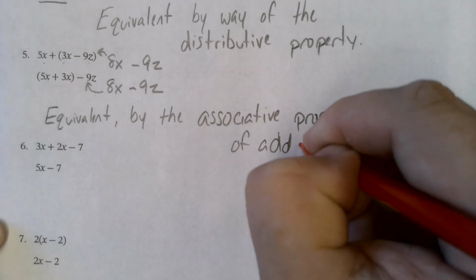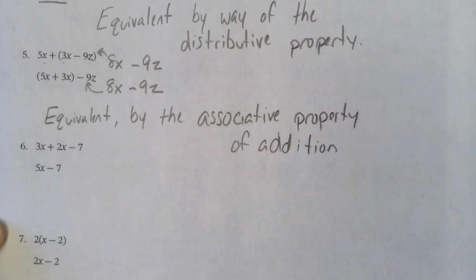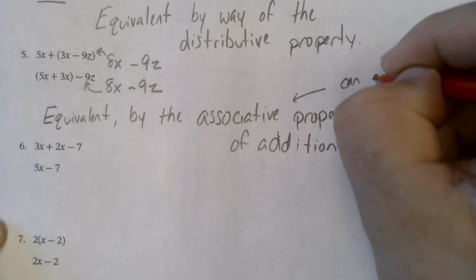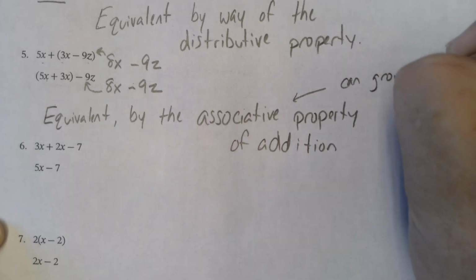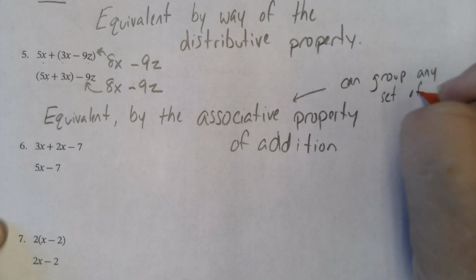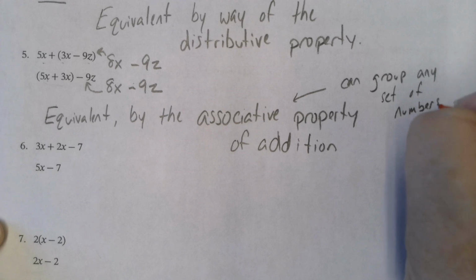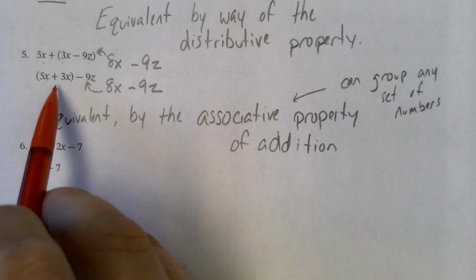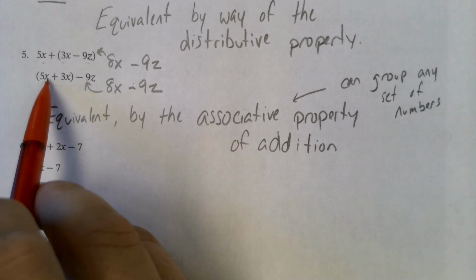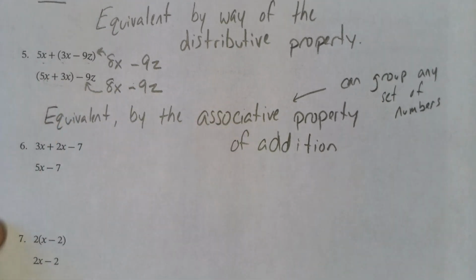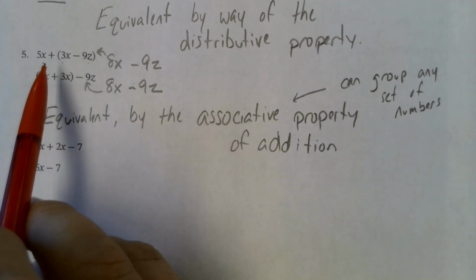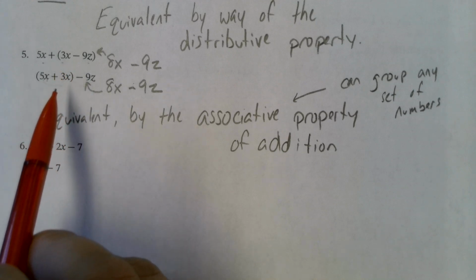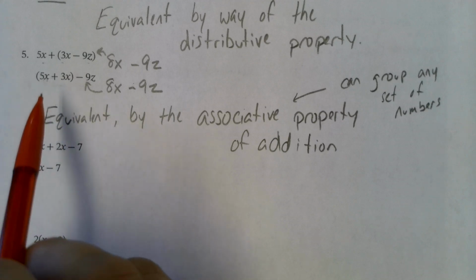The associative property says you can group any set of numbers. In this one, I grouped the 3x and the negative 9z. In this expression, I grouped the 5x and 3x. Usually we do this to make it easier to solve or to have like terms grouped together.